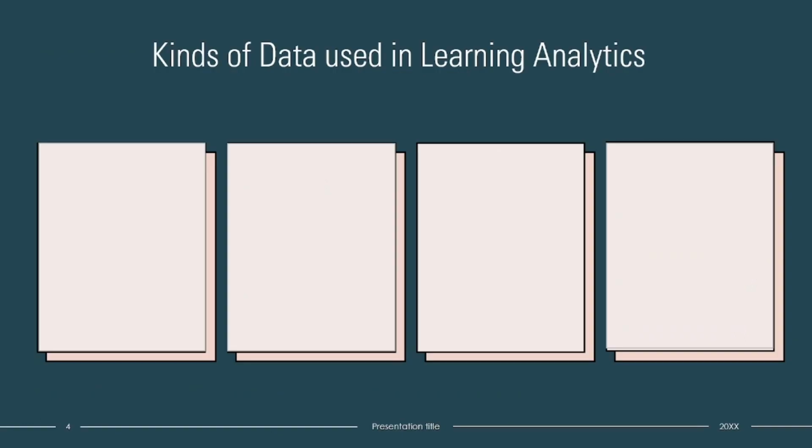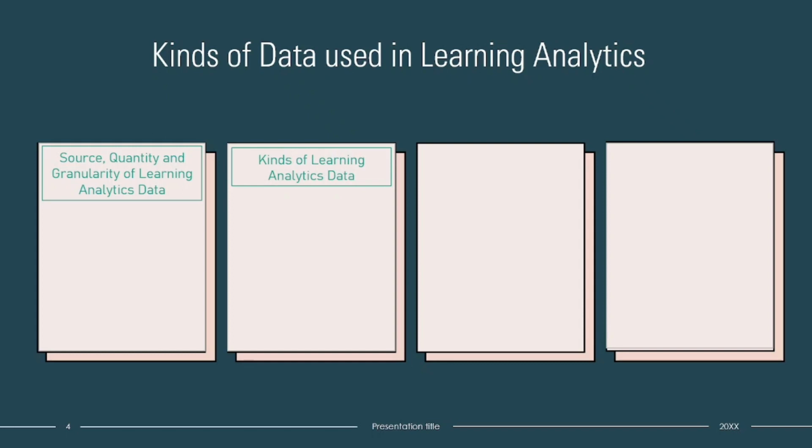There are four kinds of data used in learning analytics: source, quantity, and granularity of learning analytics data; kinds of learning analytics data; data, features, and proxy indicators; and the manufactured data.